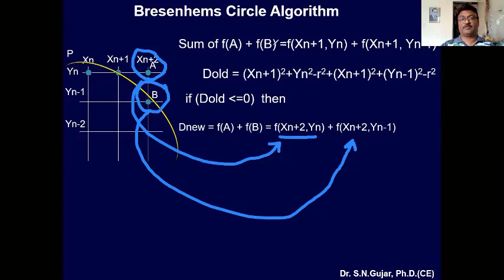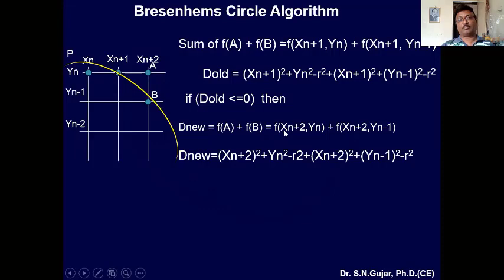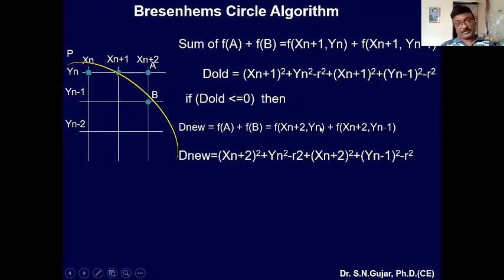Now proceed. Then what this algorithm said is that you have to subtract, meaning you have to put this value in your equation. What is the equation of our circle? x square plus y square minus r square. So I have put it in the equation. What is the value going to come? For this one it is xn plus 2 whole square plus y square minus r square, and here again xn plus 2 whole square plus y minus 1 whole square minus r square. Understood? This is my d new value.